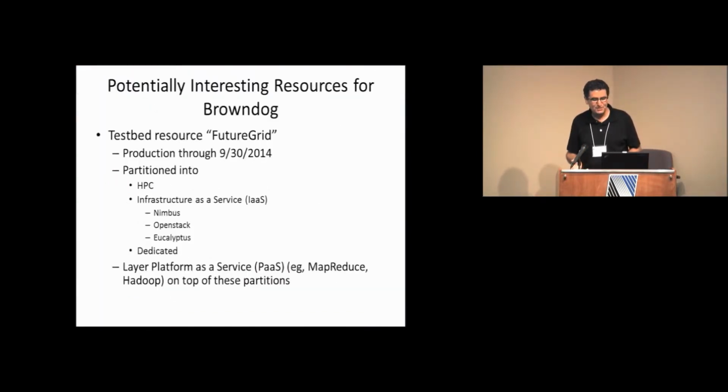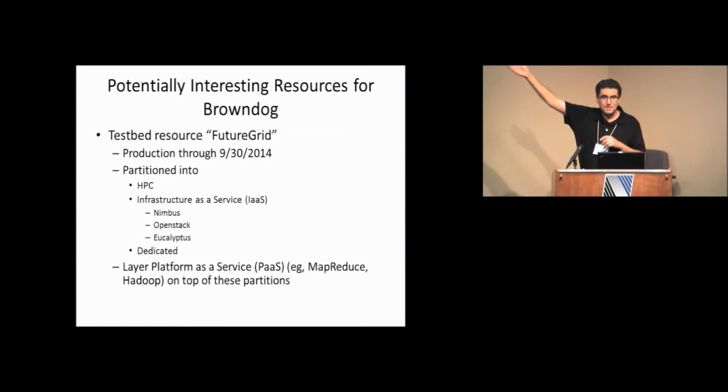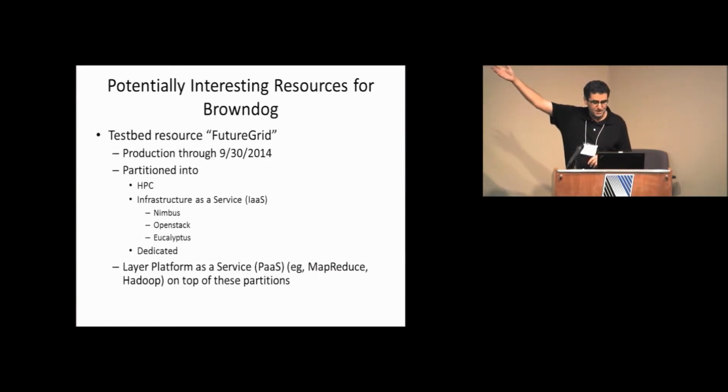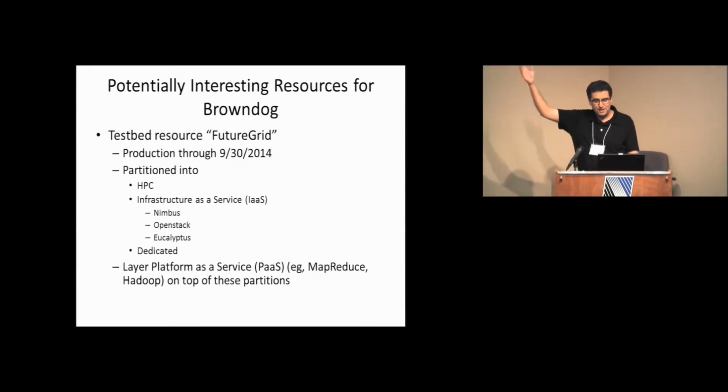So FutureGrid was probably the most interesting resource for Brown Dog. It has a number of partitions. So it has an HPC partition. It has infrastructure as a service provided with a number of different solutions: Nimbus, OpenStack, and Eucalyptus, and then some dedicated partitions for different projects. On top of the infrastructure as a service, they layer platforms as a service, so MapReduce, Hadoop, and so on on top of those particular partitions.